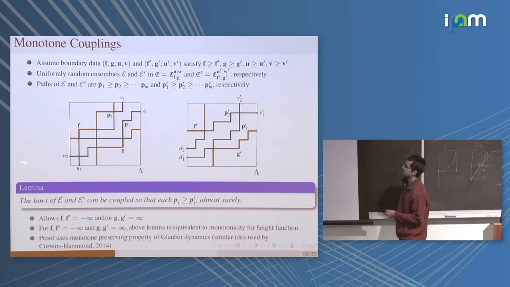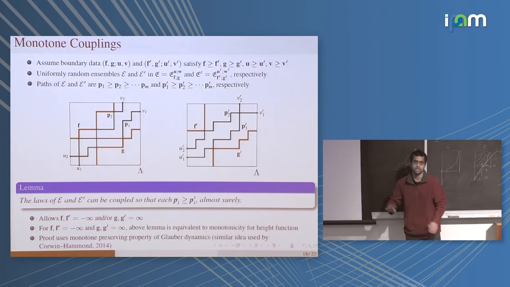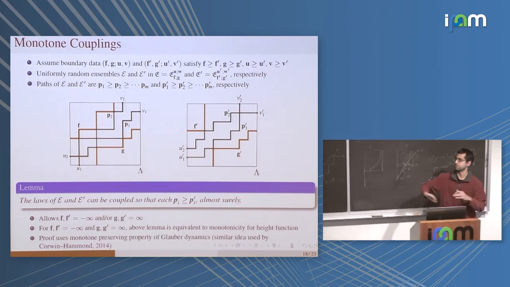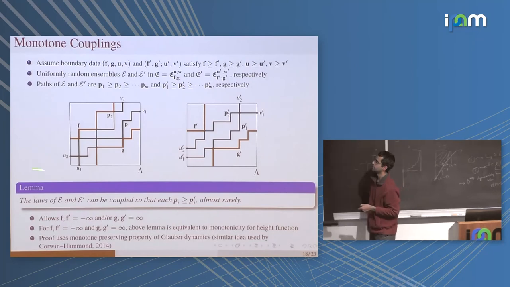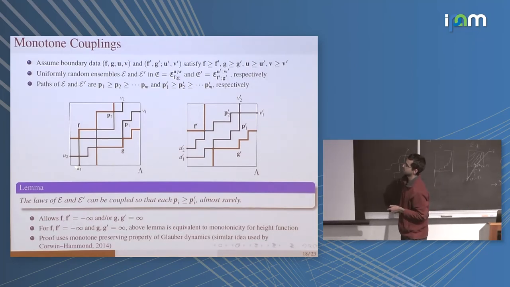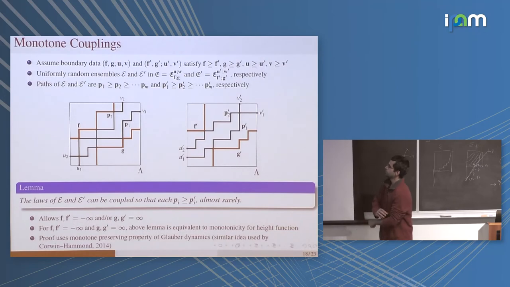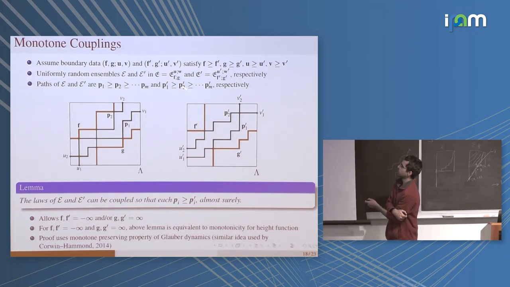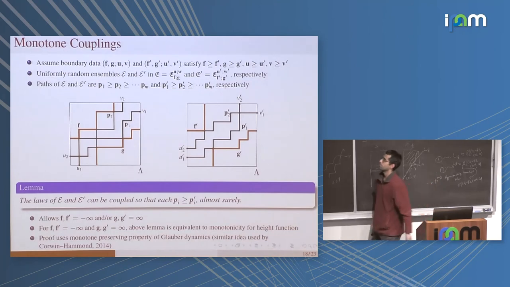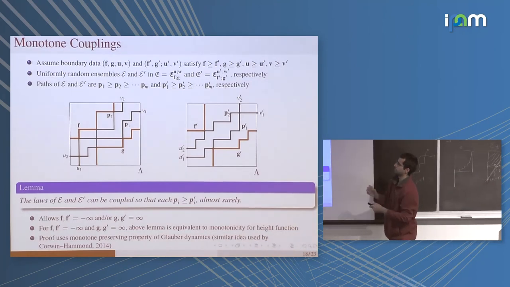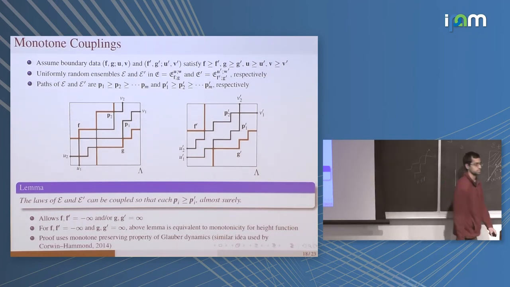This says nothing about the relationship between u1 and u2. I don't make any claims about that. All I say is that matching indices dominate each other. So then that gives me two sets, some e, f, g, u, w, and some e, f prime, g prime, u prime, w prime, and I'll denote them by E and E prime. And I'll pick out, uniformly at random, two ensembles E and E prime from these two sets. I'm going to denote the paths in these sets by P's and P primes in the obvious way suggested by the notation.